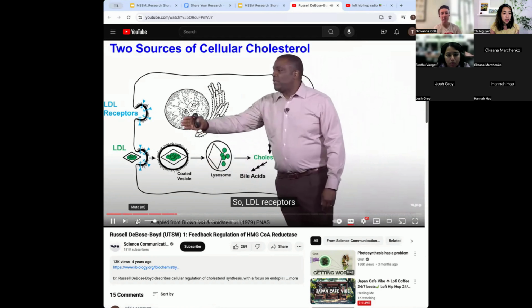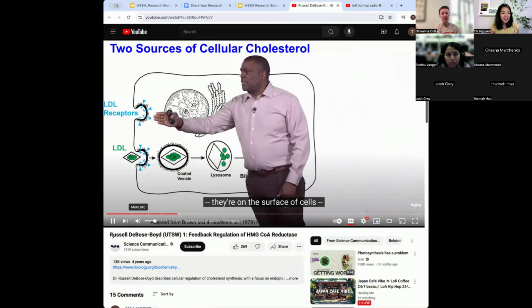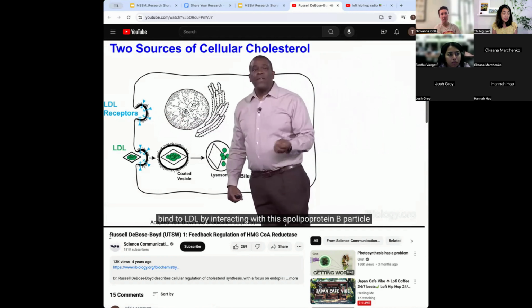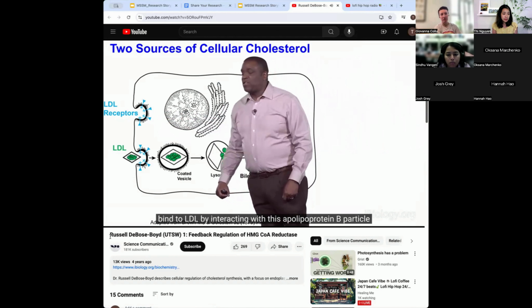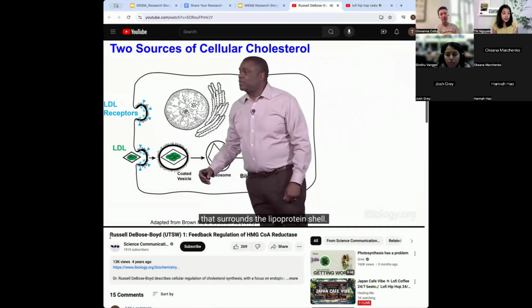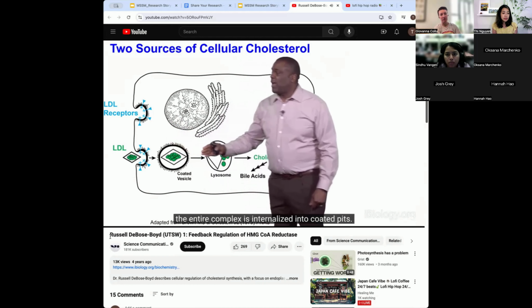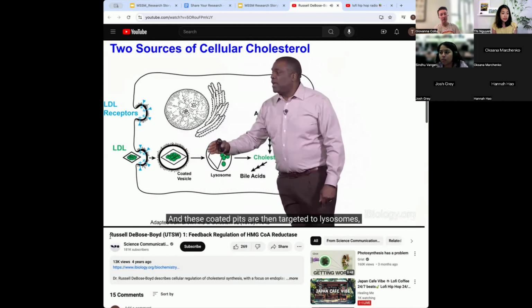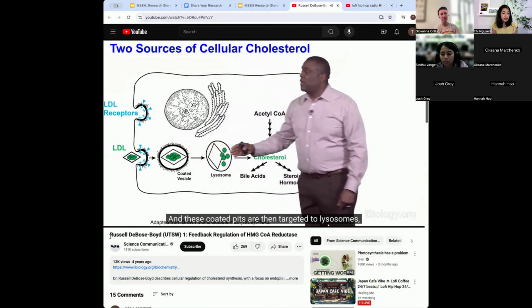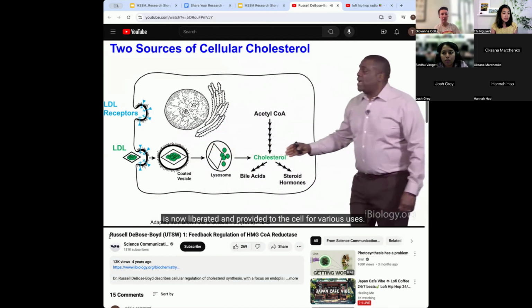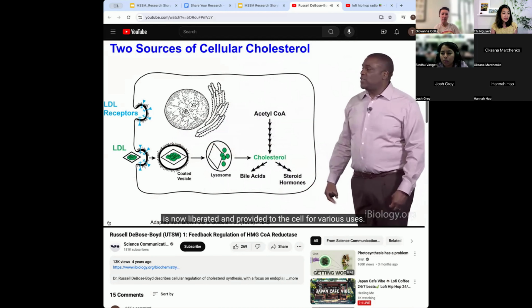So LDL receptors that are on the surface of cells bind to LDL by interacting with this apolipoprotein B particle that surrounds the lipoprotein shell. Once the LDL particle binds to LDL receptor, the entire complex is internalized into coated pits, and these coated pits are then targeted to lysosomes, where the LDL particle is degraded, and the cholesterol, free cholesterol, is now liberated and provided to the cell for various uses.